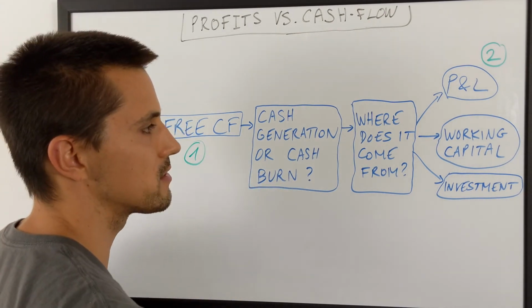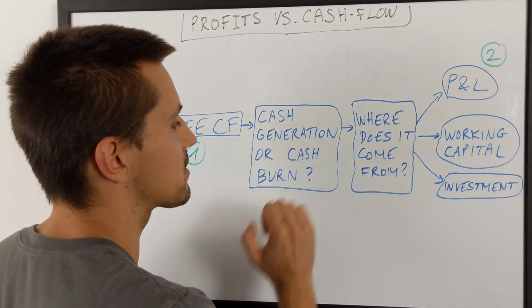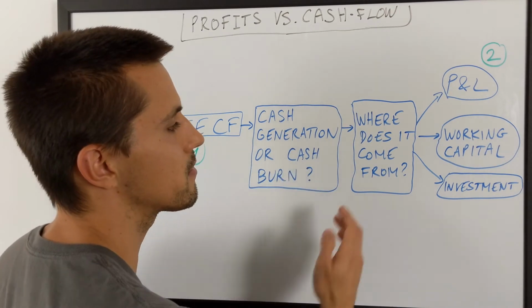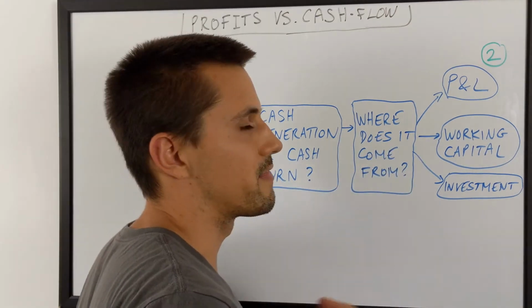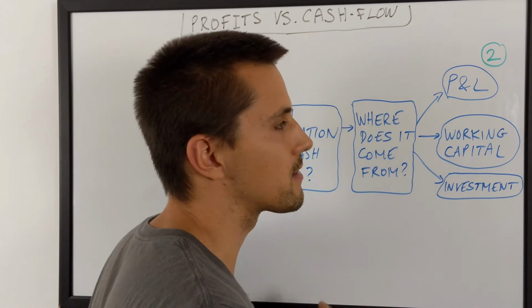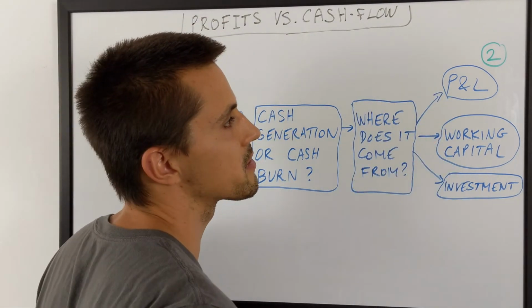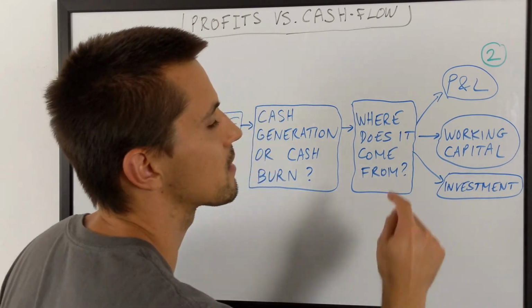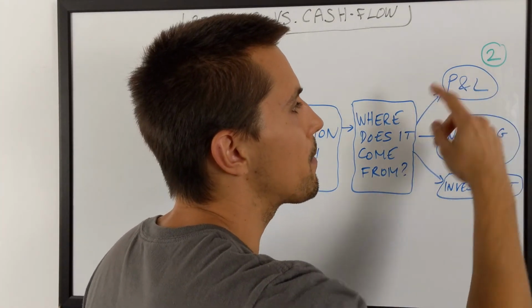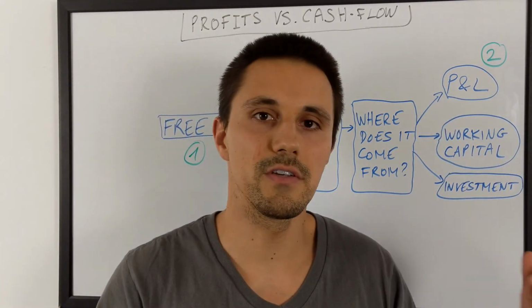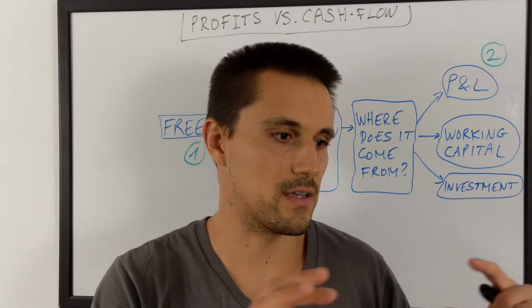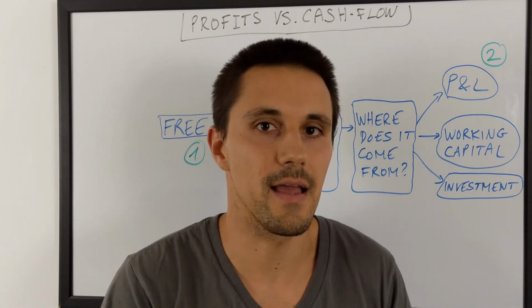And then the question is, where does this cash generation or this cash burn come from? And then only would I look at the EBITDA, because where does it come from? Usually it comes from three things. It can only come from three things. First will be the P&L performance. How are my revenues? How are my operating costs? And what is basically my EBITDA margin?